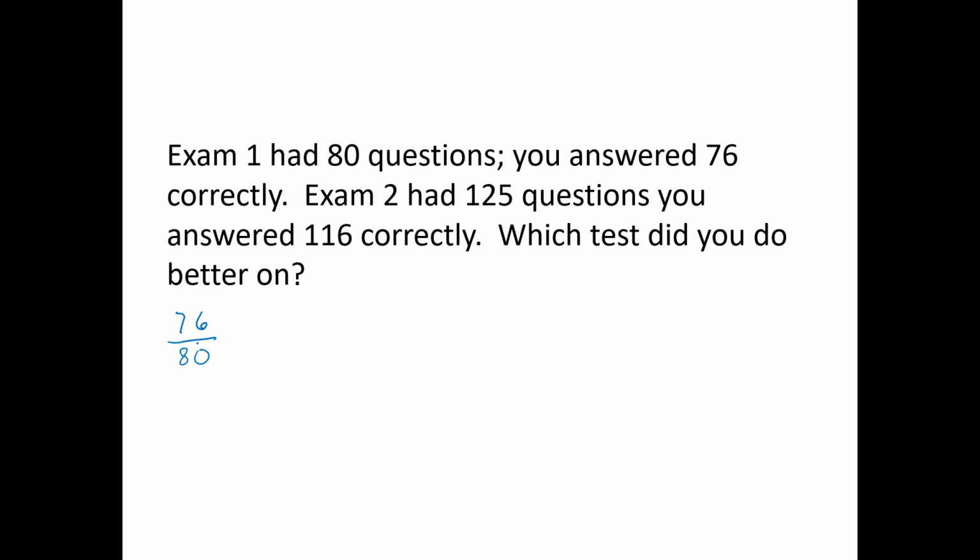Exam 2 had 125 questions. You answered 116 correctly, so the rate at which you answered the questions correctly was 116 out of 125. And so these are rates, and you'd like to see which one of these rates is higher. And again, so we have these fractions, and the last thing we want to do is write them with a common denominator, because that might be a little bit confusing. But again, we could turn them into decimals. 76 divided by 80 is 0.95.